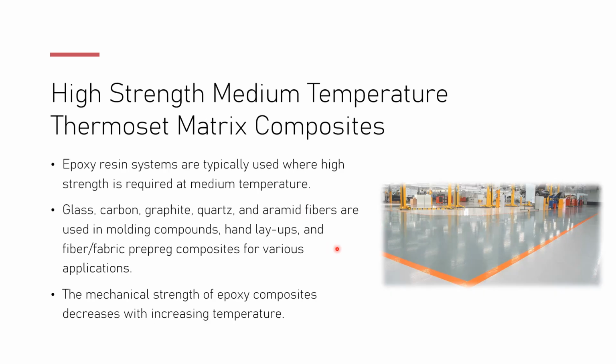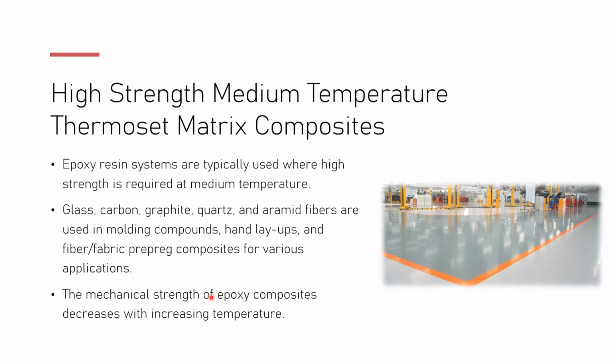The high strength, medium temperature thermoset matrix composite. So epoxy resin systems are typically used where high strength is required at medium temperature. So what we're doing, glass, carbon, graphite, quartz, aramide fibers are used in the molding compounds. This is just making a floor, okay, a type of floor from the thermoset matrix. And some reinforcement, you can see the orange, how shining that is. A high layouts and fiber fabric, prepreg your fabric, composite for various applications.